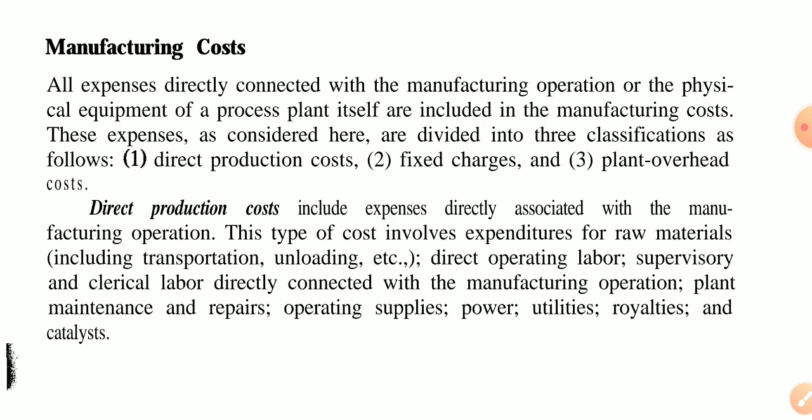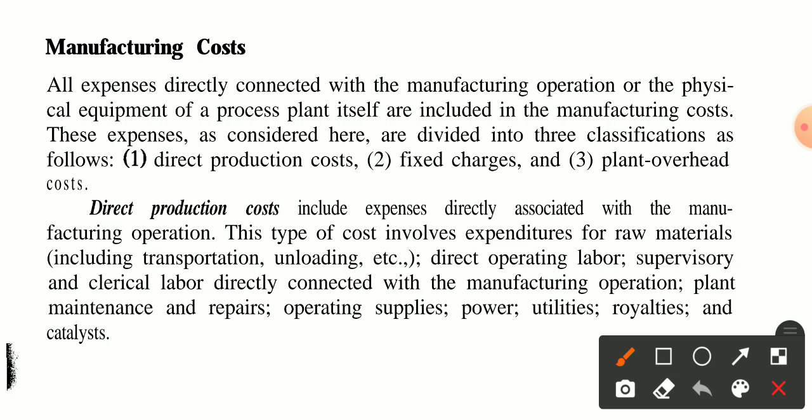Okay, so all expenses directly connected with the manufacturing operation or the physical equipment of a process plant itself are included in the manufacturing cost. The expenses considered here are divided into the 3 classifications as follows. The first one is the direct production cost, second one is the fixed charge, and third one is the plant overhead cost. These 3 points are the most important.